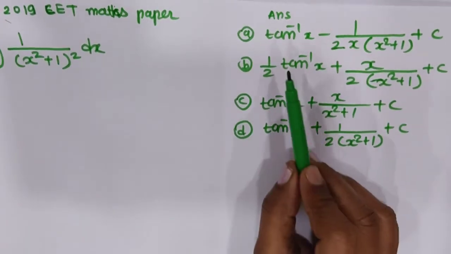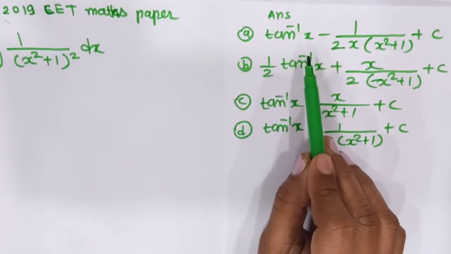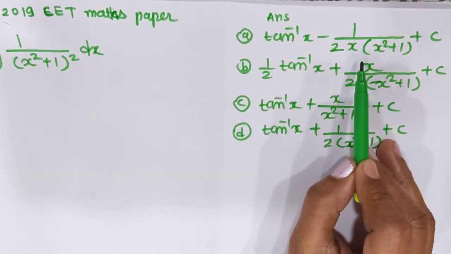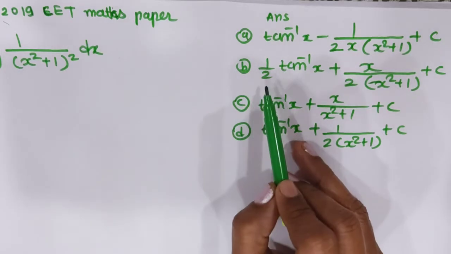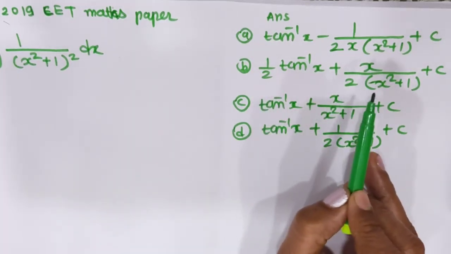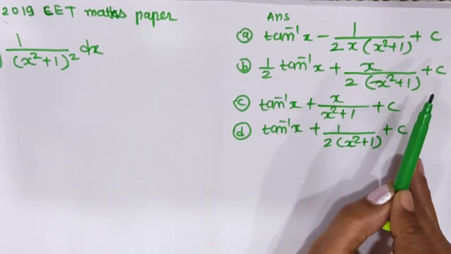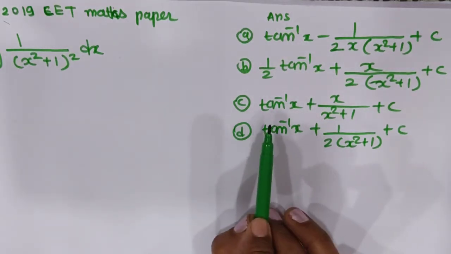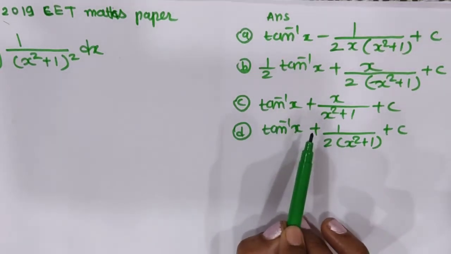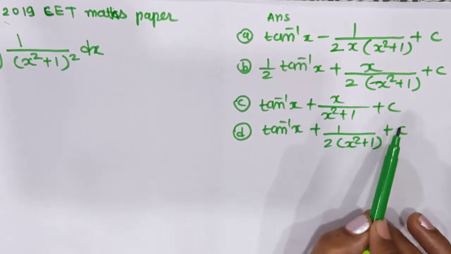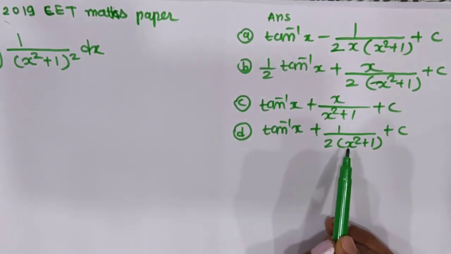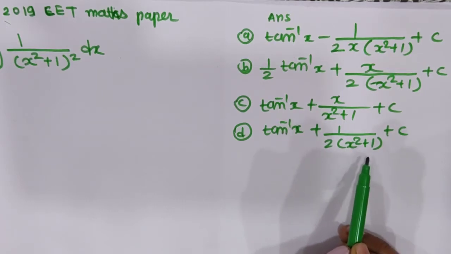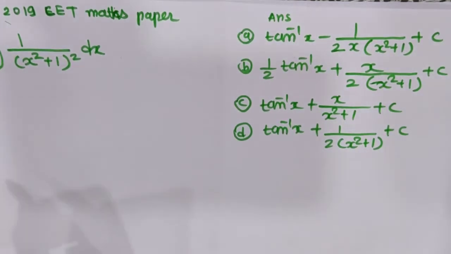And the options are: first option is tan inverse of x minus 1 by 2 times x upon (x square plus 1) plus c. Second one is 1 by 2 tan inverse of x plus x upon 2 times (x square plus 1) plus integrating constant. Third one is tan inverse of x plus x upon (x square plus 1) plus c. And fourth one is tan inverse of x plus 1 by 2 times (x square plus 1) plus integrating constant.